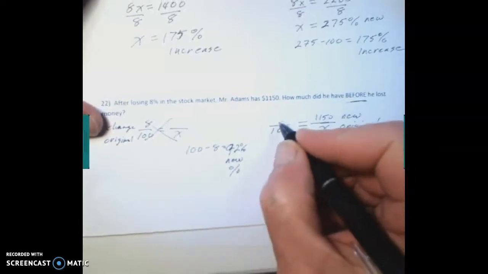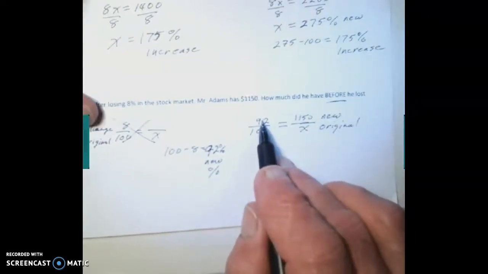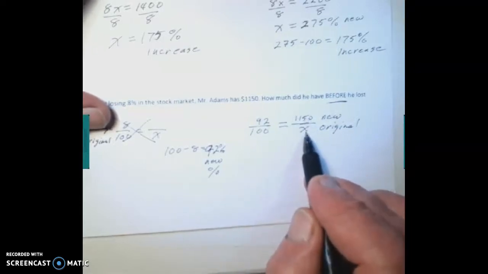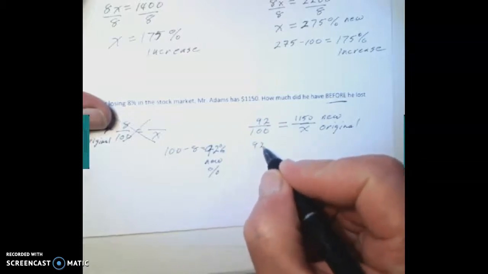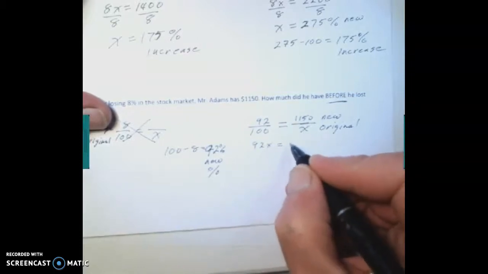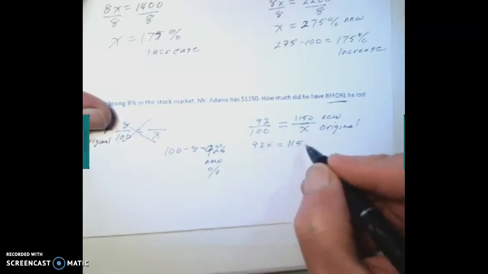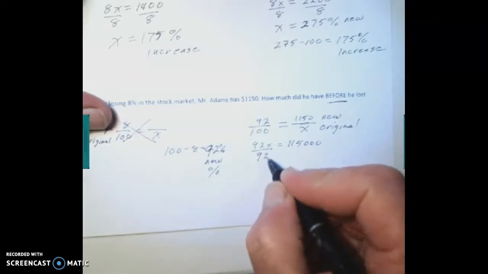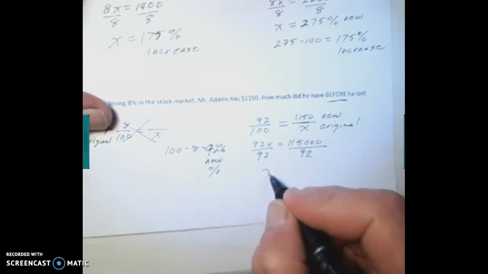So I can put that in here, and now it matches up. This is the new percent over the original. This is the new amount, and we're looking for the original amount. So cross multiply, you get 92x equals 115, 2 zeros here, 1 here, 3 zeros. Divide by 92 in order to get our x by itself. Divide this side by 92.